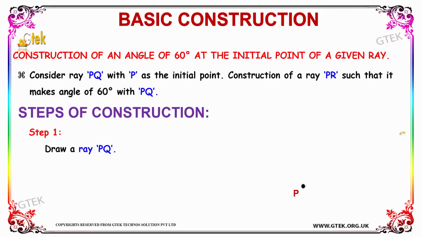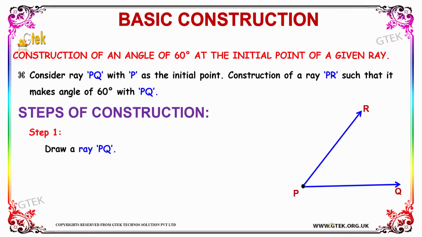Now let's go with the other example. This is all about the construction of an angle of 60 degrees at the initial point of a given ray. So we consider ray PQ. You can see PQ over here. With P as the initial point, we have to construct a ray PR such that it makes an angle of 60 degrees with PQ.